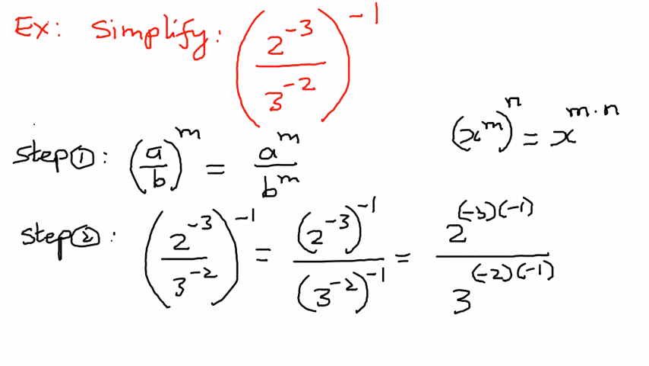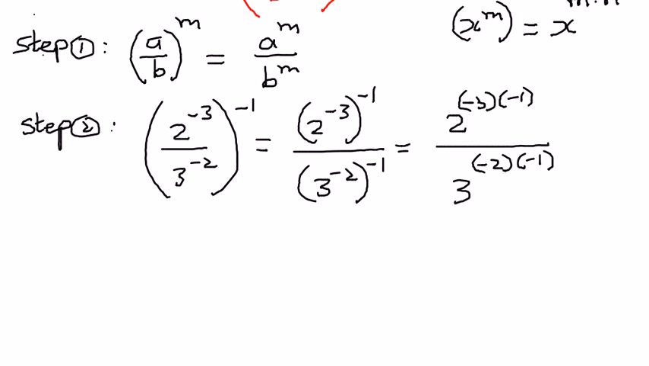Then we simplify that some more. So the way we can simplify that is as follows. We write the base 2 and then negative 3 times negative 1 is positive 3. And then in the denominator we have 3 to the power of negative 2 times negative 1 is positive 2. So therefore 2 to the power of 3 divided by 3 to the power of 2.